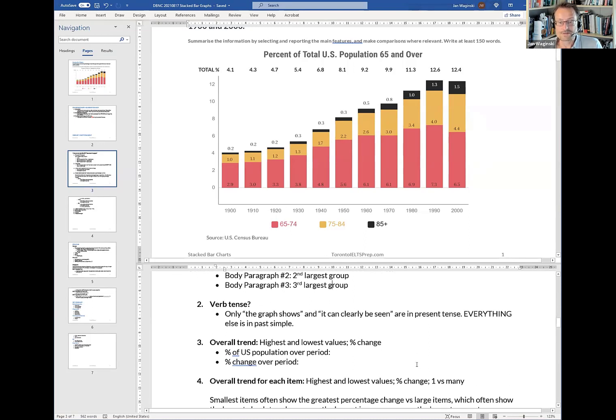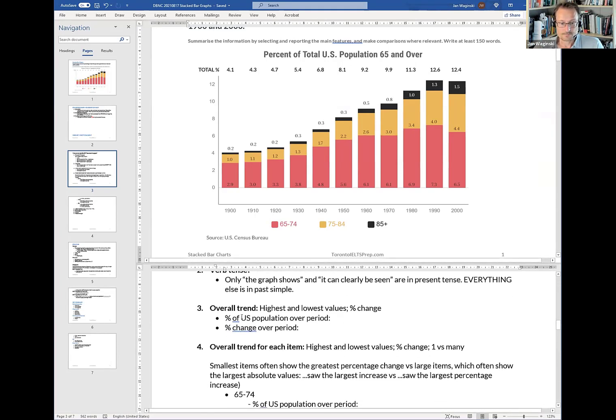We want to start by looking at the overall trend. Information generally goes from general down to specific, so we start with the most general information. The overall trend here: what is the percentage of the US population of seniors over the period? We already mentioned this. It went from 4.1% to 12.4%. So this is an 8.3 percentage point increase.